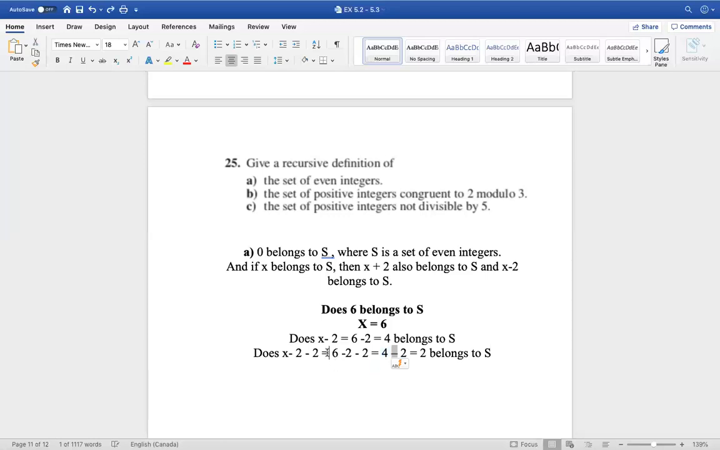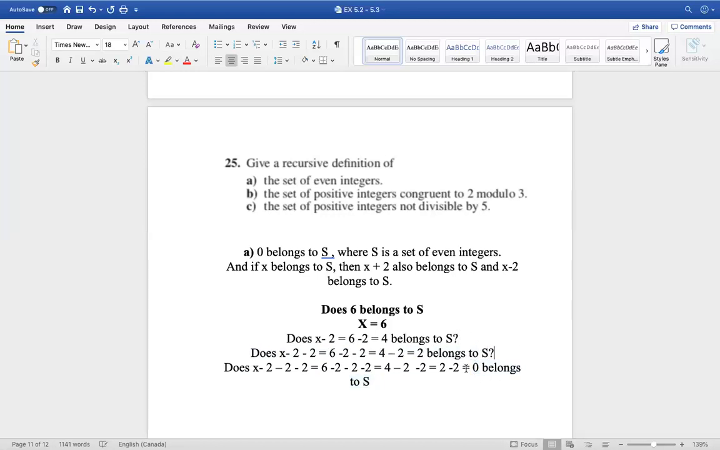Here we will say 6 minus 2 minus 2, and then 4 minus 2 minus 2 here, and then 2 minus 2 equals 0. So we ask if 0 belongs to S or not. We put a question mark, belongs to S or not. But we know that 0 belongs to S already. So therefore we say yes. So we know the answer to this is yes, right? Now this question here depends on this answer. So now I can recursively go back and put this yes here.